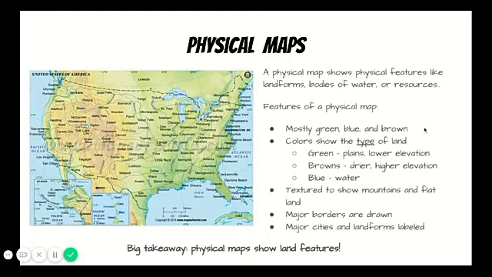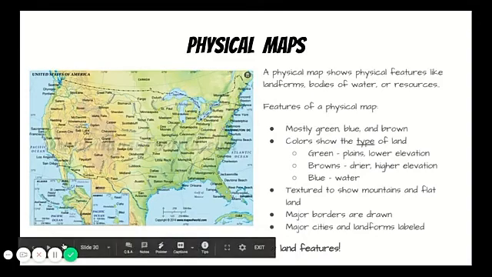Then colors show the types of land. Green represents plains, lower elevation. Brown represents drier, higher elevation, and blue represents water. Then also in the physical map, you see the textured to show mountains and flat land. Okay, then also you can find major borders are drawn on the physical map. And lastly, we have major cities and landforms labeled. So these are the features of a physical map.